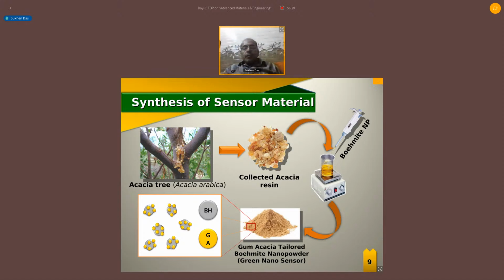So what we do, we make a solution of this acacia gum, and then we add boehmite in that solution. We heated that and stirred that for more than 1 hour at 70 degrees centigrade temperature. After that we dried that and we again ground that and made a fine powder of this boehmite.